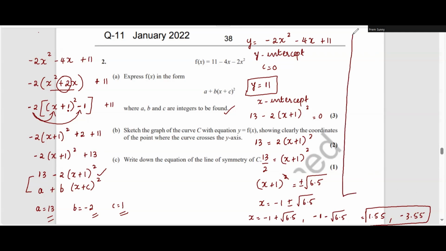Finally, we need the turning point. The turning point is already there. It was minus 2 into (x plus 1) the whole squared plus 13. We know if it is in the form a into (x plus p) the whole squared plus q, the turning point is minus p comma q. So here p is 1, so minus p will be minus 1, and q is 13. So now let's sketch it.